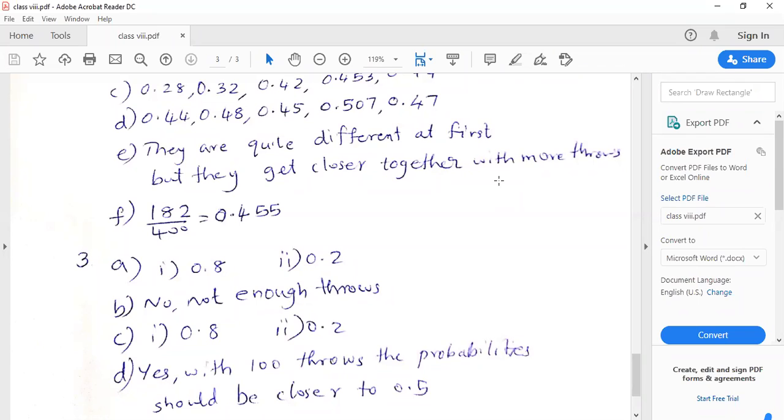What's the homework? The homework is in exercise 15.4. Just question number 1 and 2 only. Because this lesson is a little harsh, that is why. Just do 1 and 2 only.